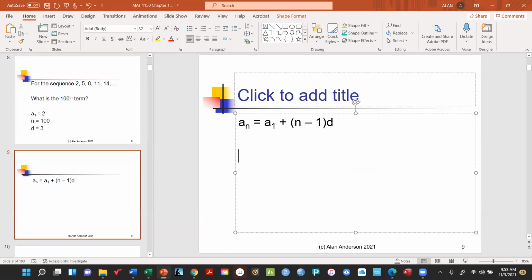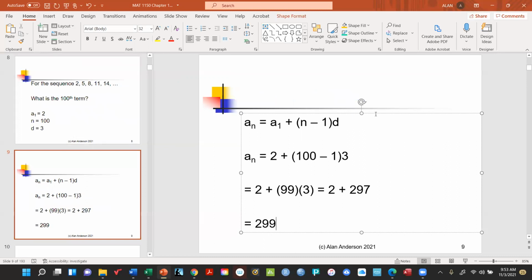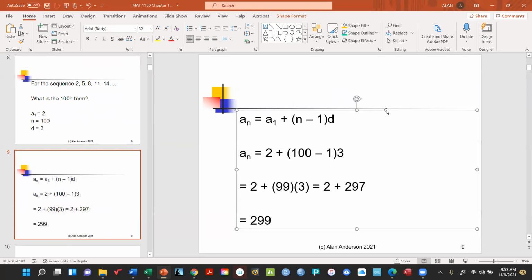All right, so AN equals 2 plus 100 minus 1 times the common difference of 3, 2 plus 99 times 3, 2 plus 297 equals 299. So there it is. We just confirmed that the 100th term does in fact have to be 299. So in principle, we can find any term in any arithmetic sequence we choose by using this relatively simple formula.